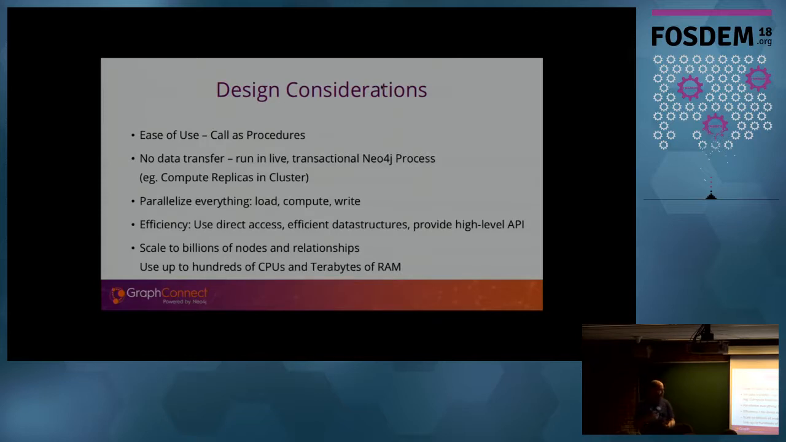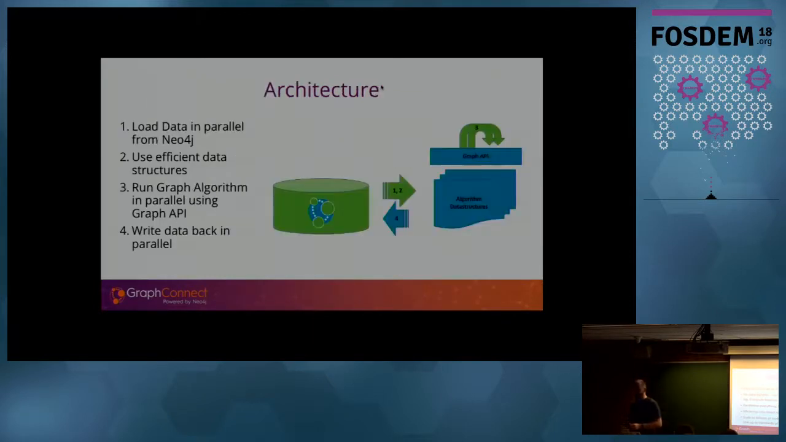We wanted to parallelize everything, so make use of all the CPUs that we have available. So both the loading in data structures, computation, and writing back. And we also used a lot of low-level Neo4j APIs to access the low-level data structure data in Neo4j really efficiently. And of course, we wanted to scale to billions of nodes and relationships, using hundreds of CPUs and terabytes of RAM easily with these algorithms.